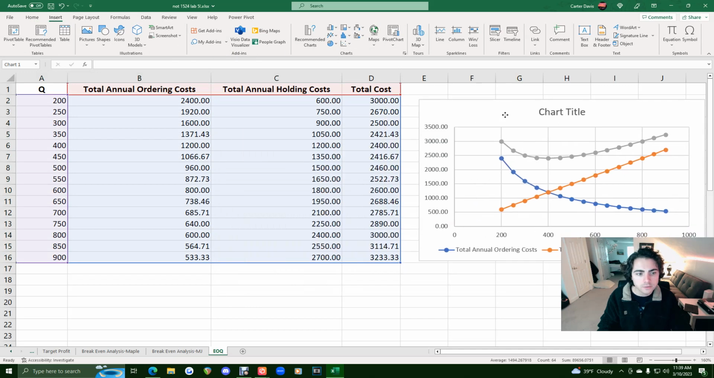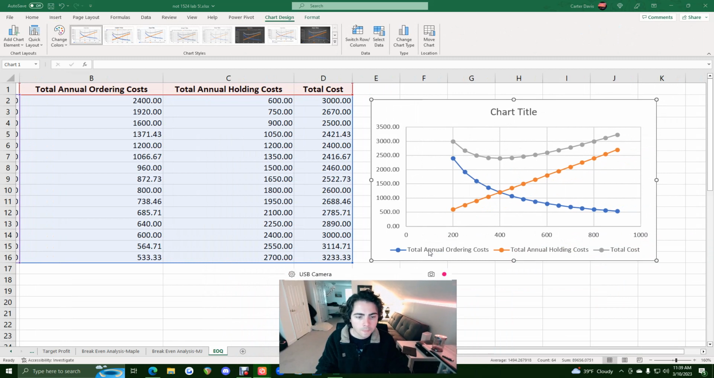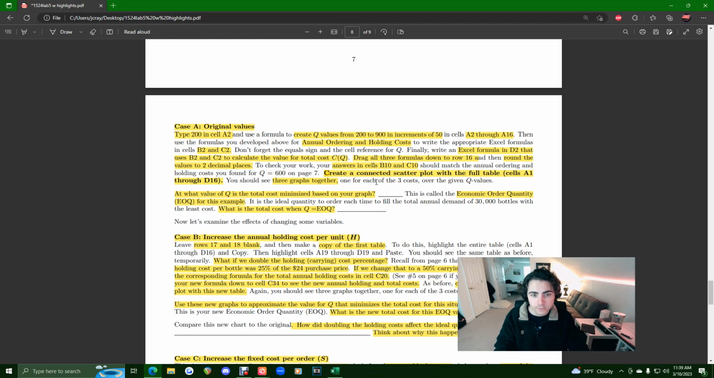So the idea is you'll see the total annual ordering costs start high and work their way down. Total annual holding costs work their way up, and the total cost is almost like a parabola that goes down, hits a minimum, and goes back up. And total cost being a minimum, we want our cost to be at a minimum for some specific quantity. And we can see that quantity also where these two ordering and holding costs intersect. So that's kind of a hint as to what's coming here.